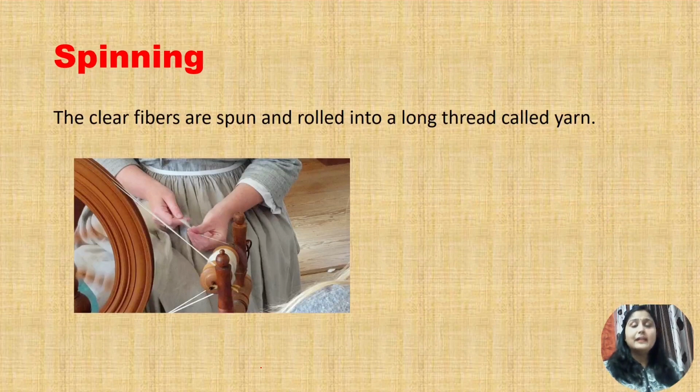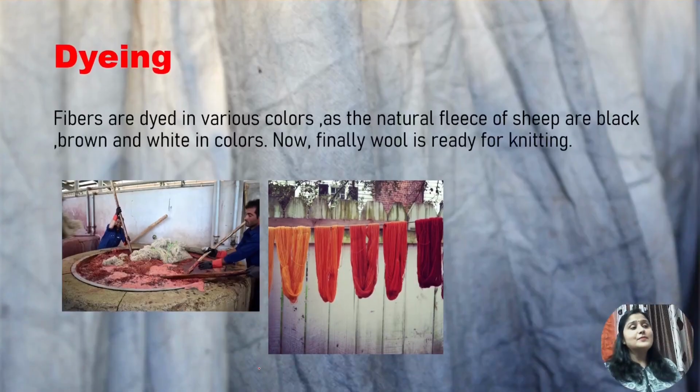After that it comes to spinning. What is spinning? Spinning is a simple process. The clean fibers are spun and rolled into a long thread called yarn. After it comes dyeing. Yes, fibers are dyed in various colors, as the natural fleece of sheep is black, brown and white in color. But we can see many colored wools in the market. That is just because of this dyeing process. So the dyeing process is basically done to make the wool colorful.